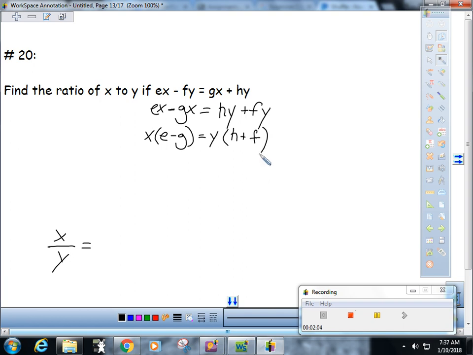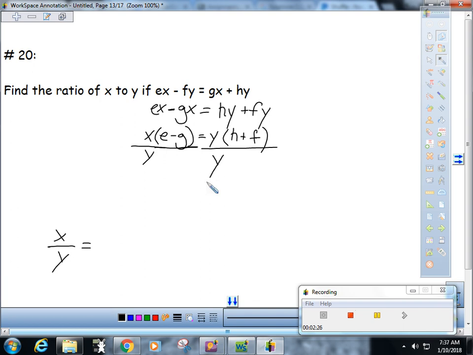Now this is where people get so intimidated, and they shouldn't. Just do it one step at a time and ask yourself, how do I get rid of this? What's the opposite of this? So I want the y to be down here, right? So over here, y is being multiplied. So how do I bring the y down here? I just divide each side by y. Okay?